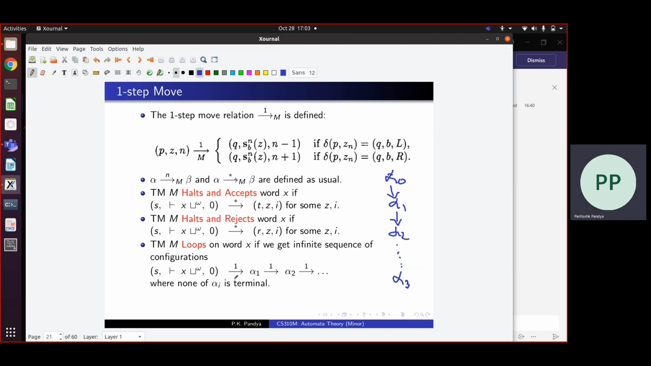So it's very important to realize that these kinds of configurations which are accepting or rejecting are called halting terminal configurations. And if we go through an infinite sequence of configurations, none of which is terminal, then we say that the Turing machine loops on word X or does not halt on X. Why the terminology loop? Because we have finitely many states, and as you go through these configurations, some state will repeat infinitely often, which is not an accepting state or a rejecting state. Okay, so we have three kinds of possibilities in Turing machines.